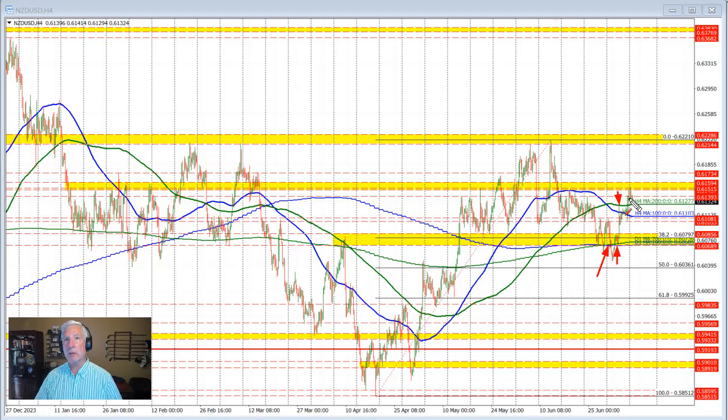After a little correction, we closed higher on the week and near the highs for the week right through here after the U.S. jobs report on Friday. That sent stocks higher and the dollar. The risk-on type of flows led to higher prices.